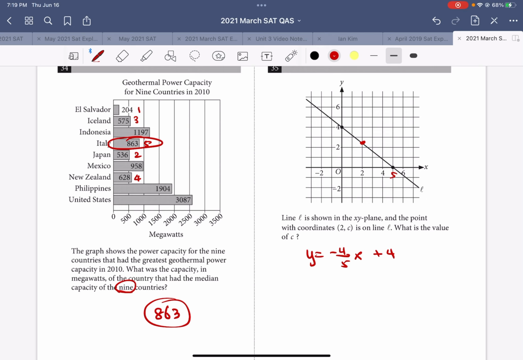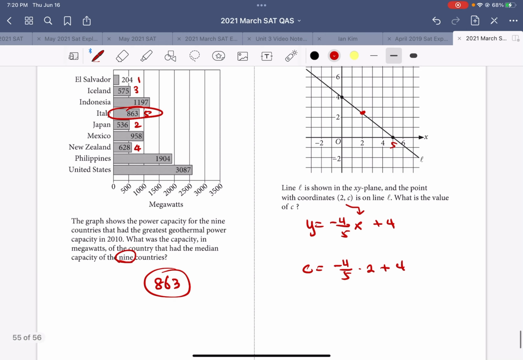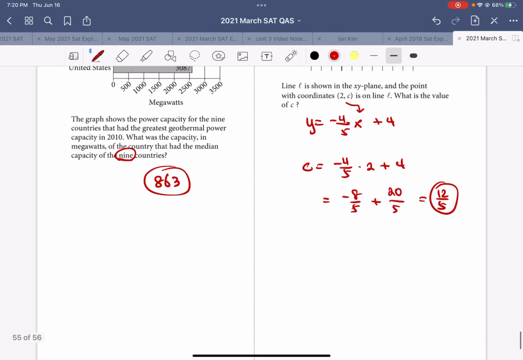Now you just simply plug 2 into here. That is the C value. -4 over 5 times 2 plus 4. So -8 over 5 plus, with a common denominator, 20 over 5. So 12 over 5 will be your final answer. Okay? So set up the equation and then plug in 2, C, and then you can get the C value.